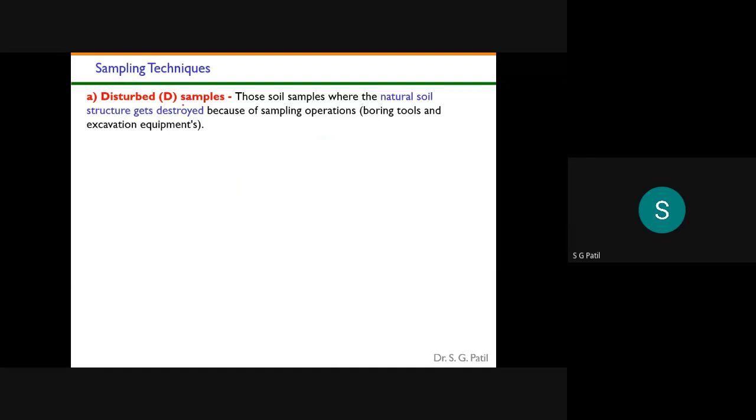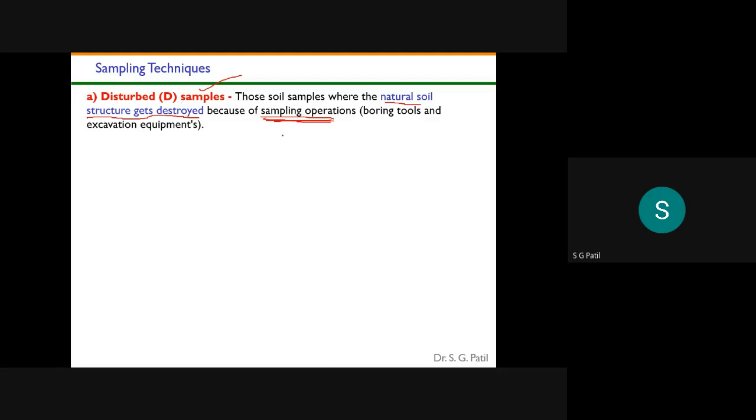Again, in the disturbed samples, we have some categories. As I mentioned earlier, those soil samples where the natural soil structure gets destroyed because of sampling operations are called disturbed samples. Due to this sampling operation, the arrangement of the particles is disturbed, and then it is called a disturbed soil sample.